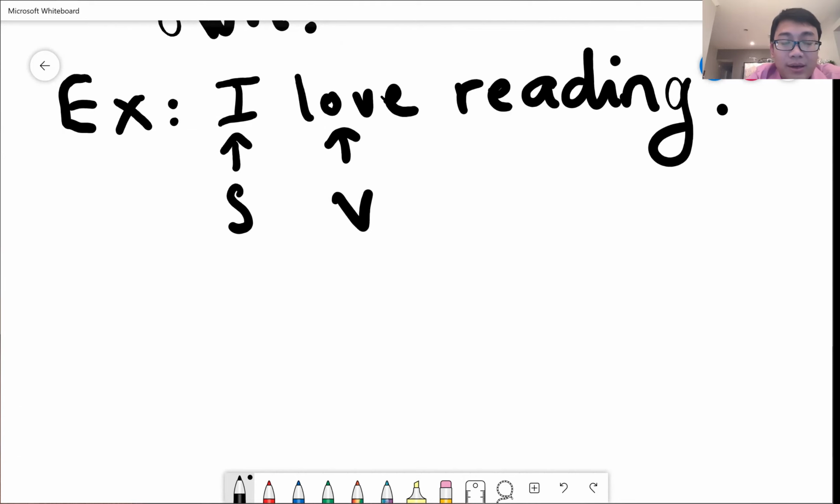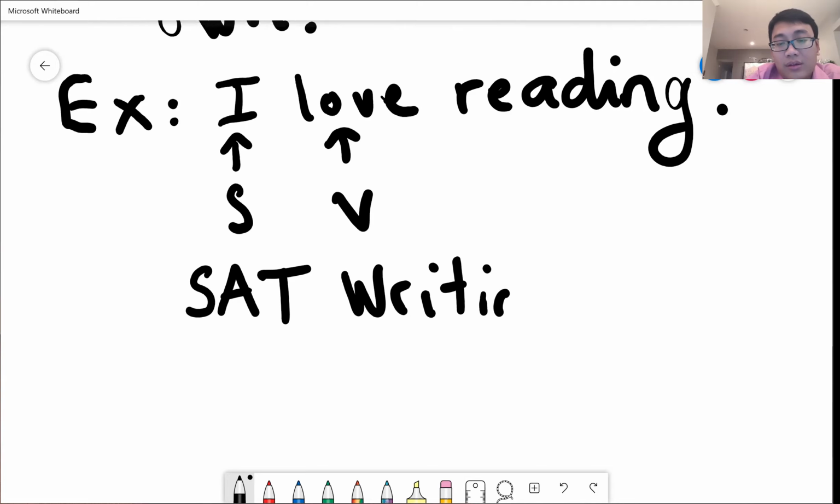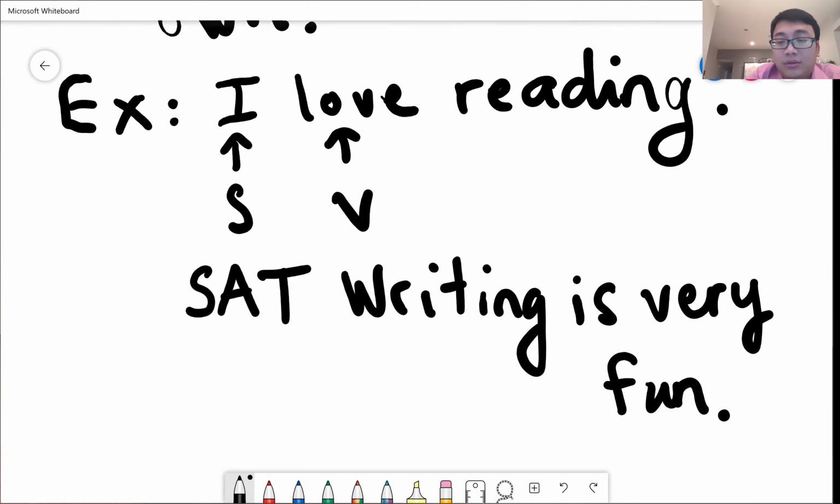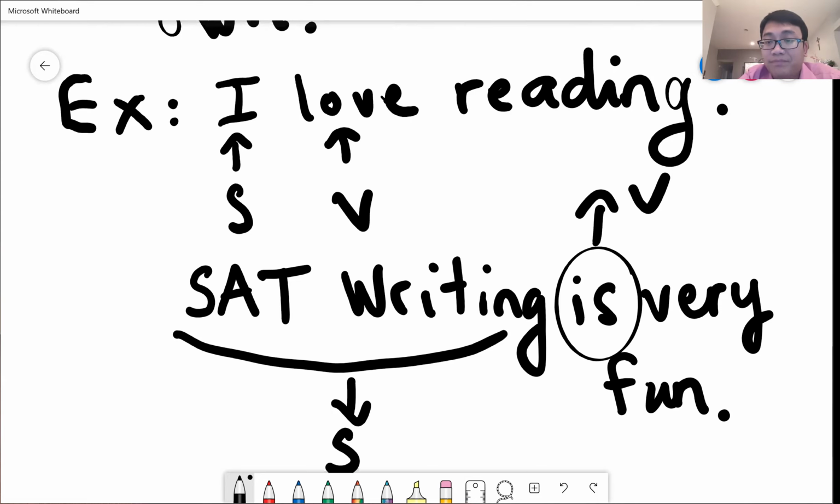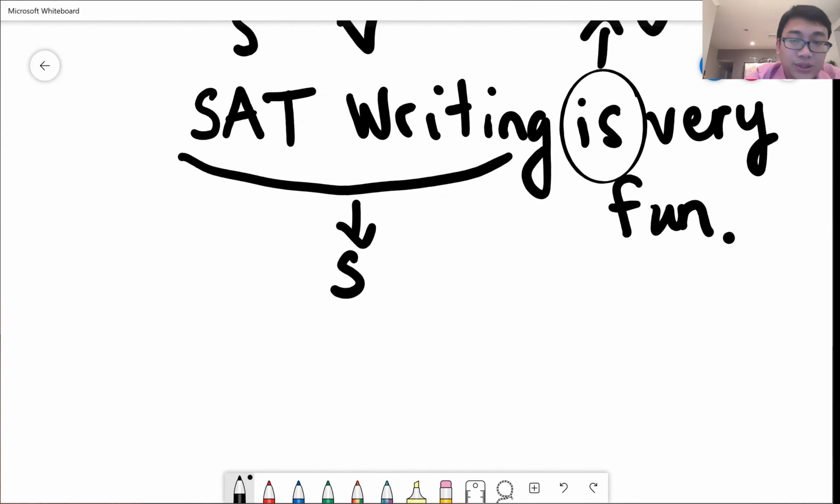Another example: SAT writing is very fun. Okay, so this is your subject. This is your verb. And does it complete a thought? Yes, the thought is that SAT writing is very fun. Does it need anything else? No. Can it stand on its own? Yes. So this is an independent clause. Very basic, but I need you to understand this before I teach you punctuation.